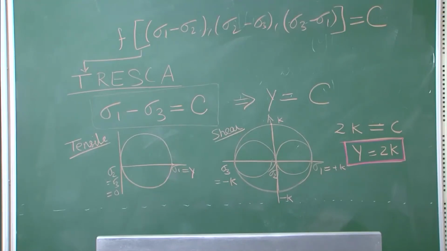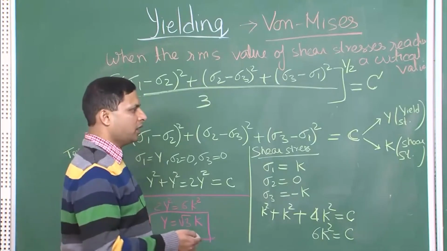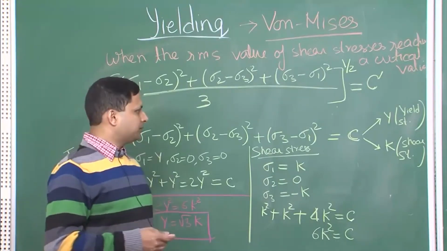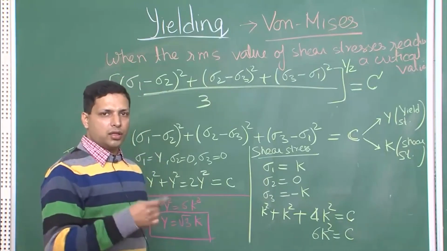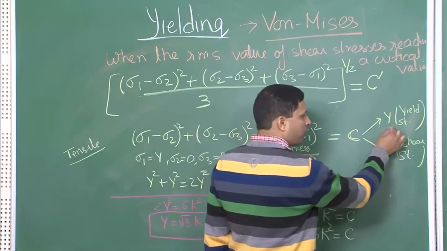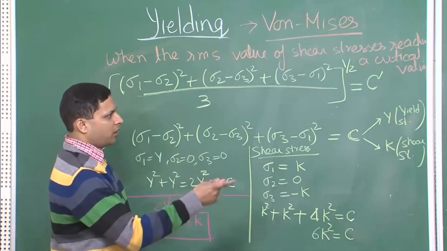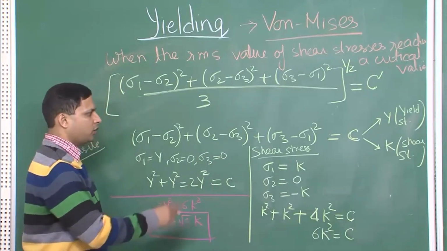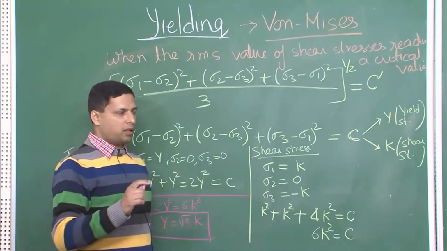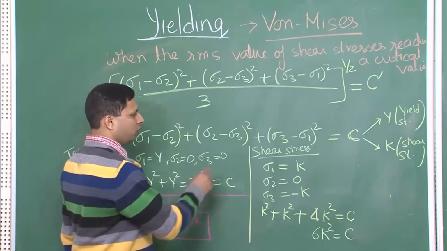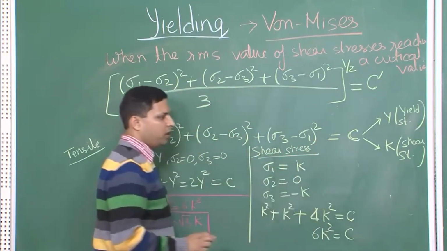These are two of the most widely used criteria to describe the onset of plasticity under different multi-axial stresses. The best part is that you are able to define the onset of plasticity in terms of a property which is very easy to extract, like the yield strength or the shear strength. In both cases we are able to relate C with y and k. No matter what the multi-axial stresses are, whether they have all 9 components present or just 4, in all those cases you would be able to find whether the material will be deforming or not.